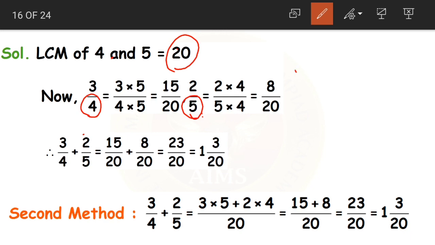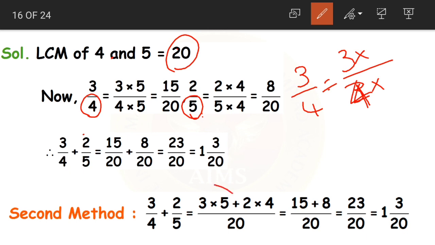Now coming to the first fraction, 3 by 4. The next step is to convert them into equivalent like fractions. If you remember, how did we convert it? What are equivalent fractions? The fractions which are equal in value. And how did we get them? By multiplying or dividing. Here we have the denominator as 4, but the LCM is 20. Now how can we get to 20? 4 into what gives us 20?